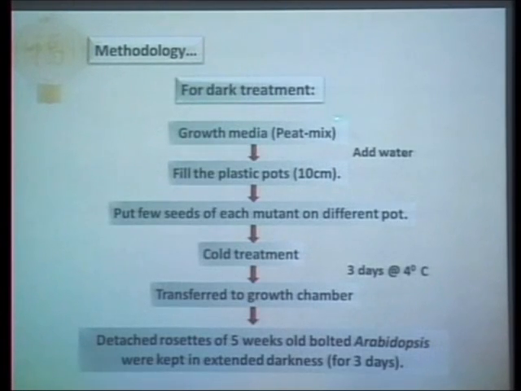And for dark treatment, we used 5-week-old bolted Arabidopsis plants. So we need to grow them in pots. We use peat mix as the growth media for growing Arabidopsis plants. We put a few seeds and then again cold treat them to induce germination. Then they were transferred to the growth chamber, and after 5 weeks we detached the rosette from the whole plant and kept it under extended darkness for 3 days.